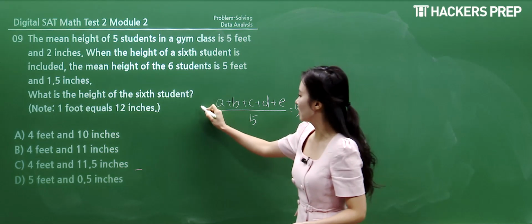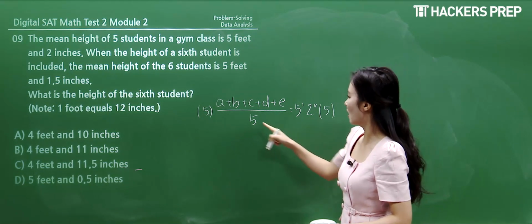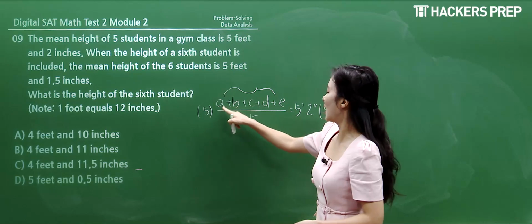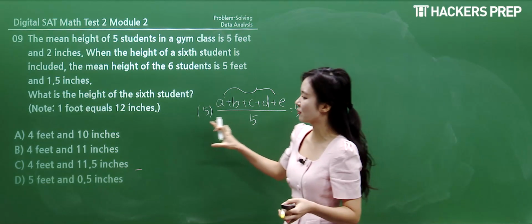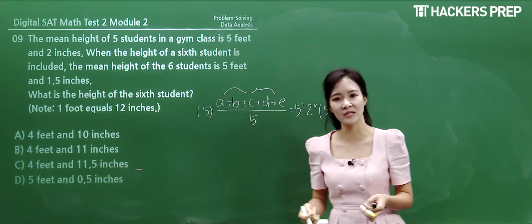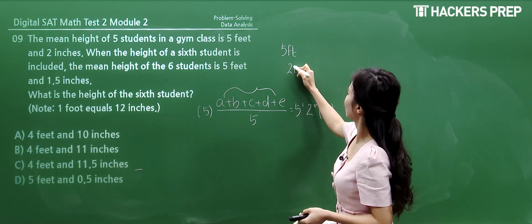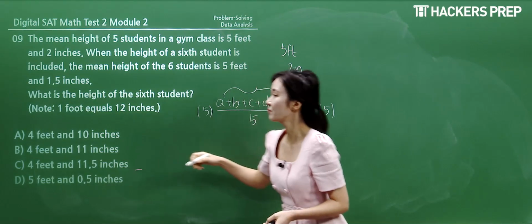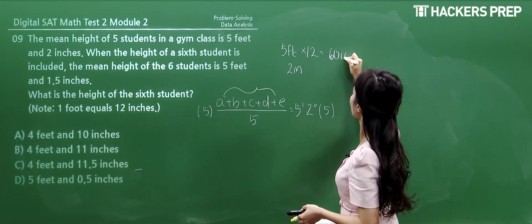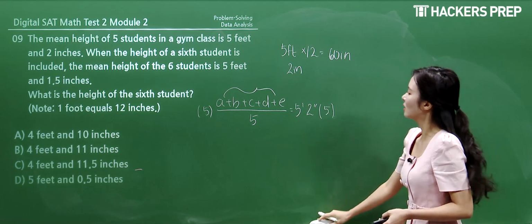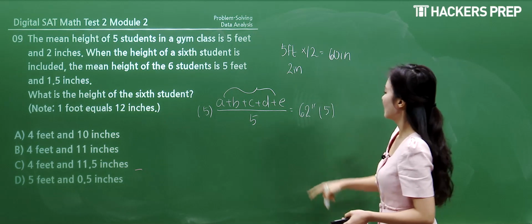So what I can do is multiply both sides by 5 here. Then the sum A, B, C, D, E is going to be 5 times 5 feet and 2 inches. But for now, why don't we go ahead and convert everything to inches first, just to be working with the same unit. So 5 feet and 2 inches. Now, 1 foot equals 12 inches. So if we do 5 feet times 12, that's going to give us the total inches. So 60 plus 2 is going to be 62, okay? I'm just going to rewrite this. This is going to be 62.